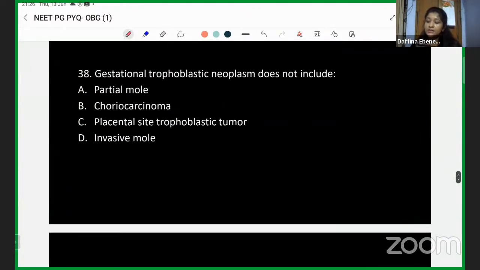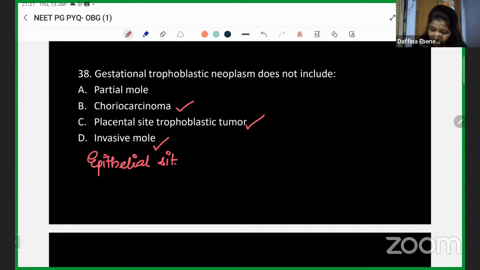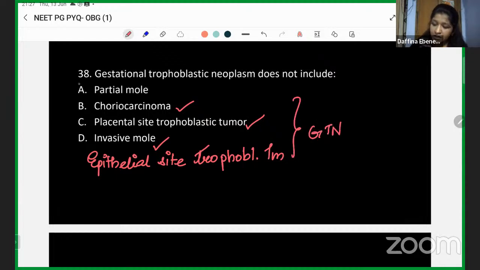Gestational trophoblastic neoplasm does not include partial mole, choriocarcinoma, placental site trophoblastic tumor, or an invasive mole. Is partial mole a gestational trophoblastic neoplasm? It is a gestational trophoblastic disorder. It's a molar pregnancy, hydatidiform mole. It's not a neoplasm. Whereas choriocarcinoma, placental site trophoblastic tumor, invasive mole, epithelioid trophoblastic tumor, all these are GTN. So the answer will be partial mole.